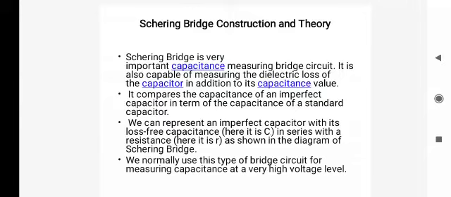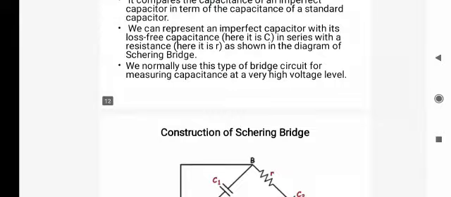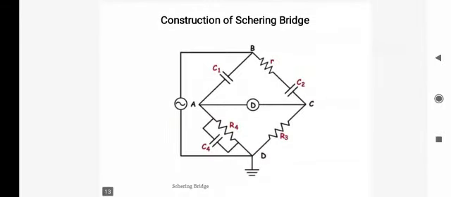That is, we will have the value of an imperfect capacitor, and we compare that value with the value of the standard capacitor to find the solution. So, imperfect capacitor C2 is connected in series with resistance R. So, now we'll look into the construction of Schering bridge.